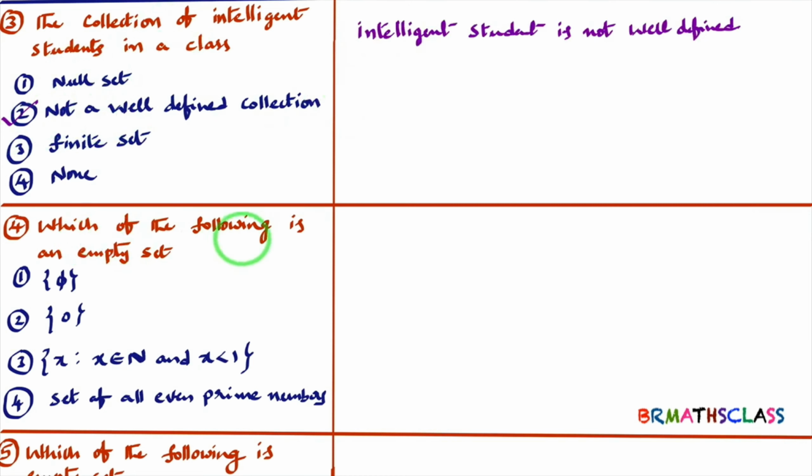Fourth question. Which of the following is an empty set? Observe this first set. Actually, we know that the empty set is denoted by phi and it will be like this. There is no element between the brackets. But here one element is present. Is it an empty set? No, it is not an empty set. Observe this one. This is the empty set. Empty set means there is no element between the brackets, but here one element is present.